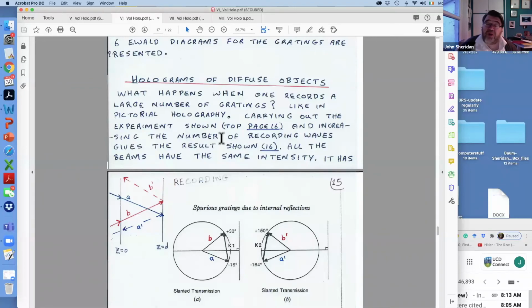And we've talked about recording multiple gratings. And of course, if we take a hologram of an object, we're going to have a spectrum of plane waves, and we're going to be recording the interference pattern of a continuous spectrum of plane waves. But we can also have objects which are diffuse objects. So the light coming from them is, if you'd like, very, very spread out between all the various diffraction orders.